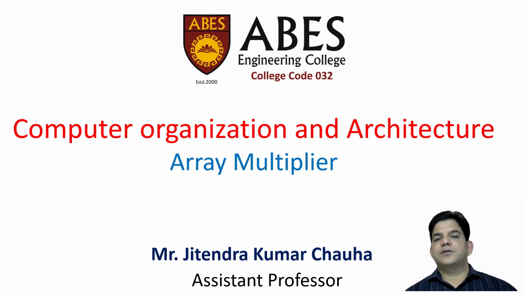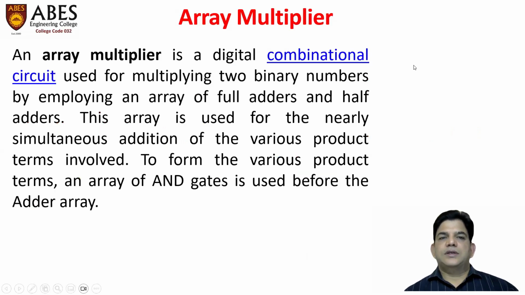Today we are going to discuss the topic array multiplier. An array multiplier is a digital combinational circuit used for multiplying two binary numbers by employing an array of full adders and half adders. This array is used for the nearly simultaneous addition of the various product terms involved. To form the various product terms, an array of AND gates is used before the adder array.